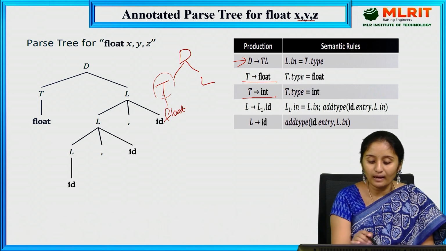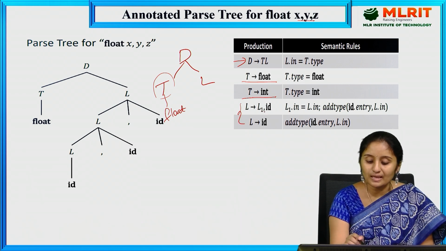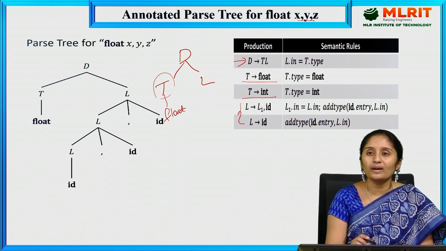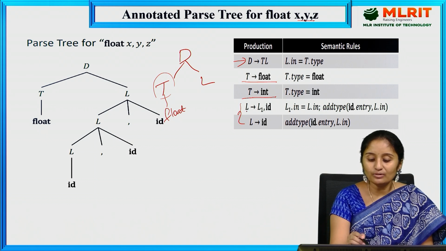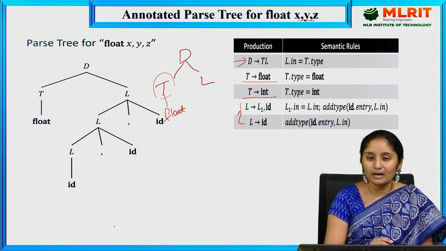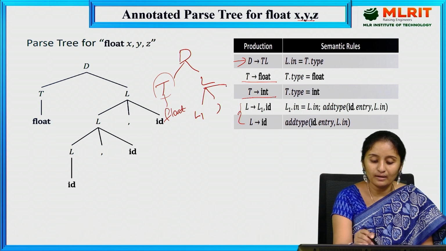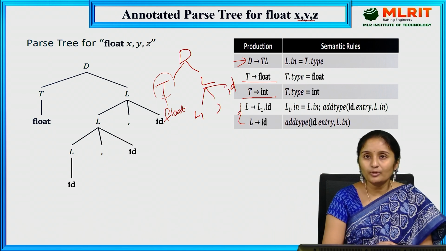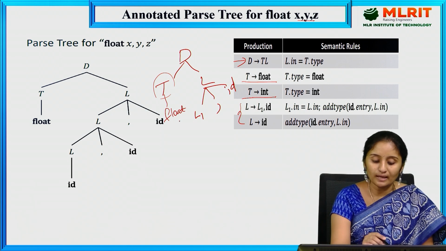For L there are two productions: L produces L1 comma id, and L produces id. I cannot take L produces id, because it can be taken only when I have a single variable. Here I have three variables, so I need to take L produces L1 comma id. Next, again I have L1.